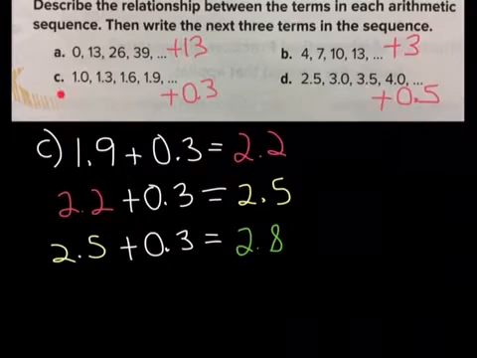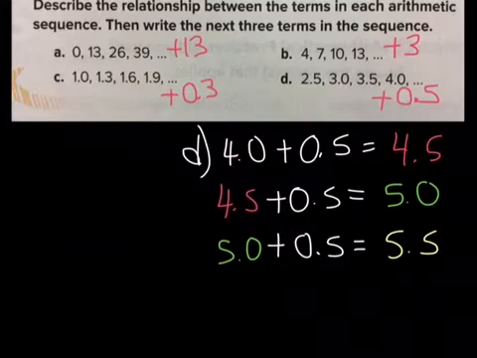Okay, now C, we notice that our rule was plus decimal 3. So I take my last term, 1.9 plus 0.3 is 2.2. Take my 2.2, add another 0.3, and I get 2.5. Take my 2.5, add another 0.3, and I get 2.8. And there are my next 3 terms. Go ahead and have those copied. I really do hope you paused the video and that you're getting them all correct.